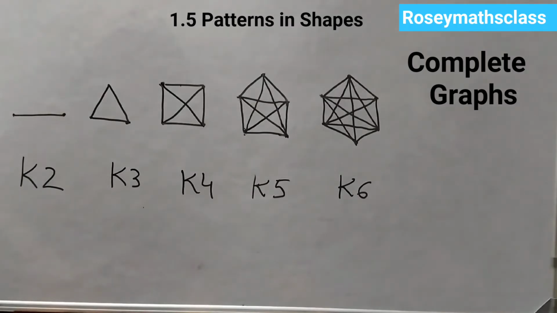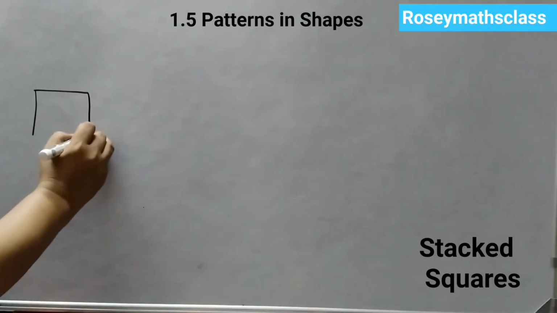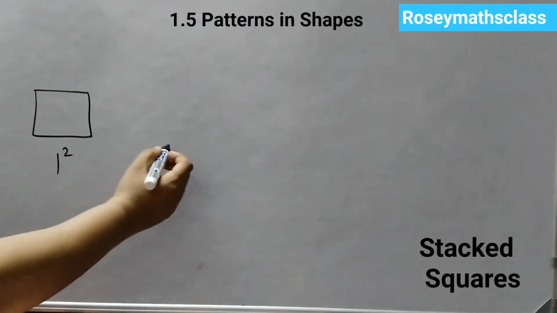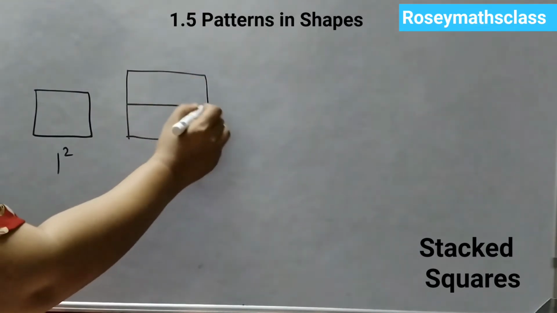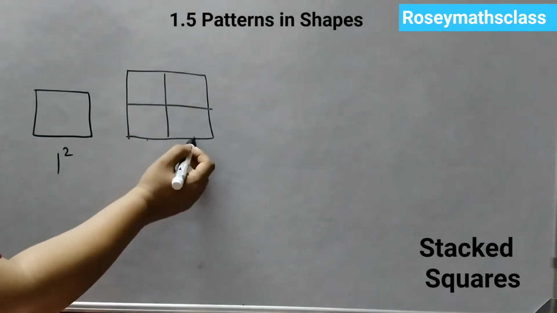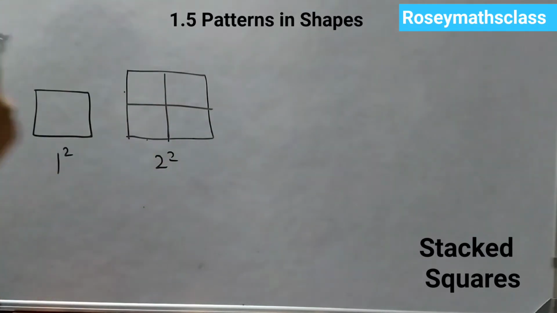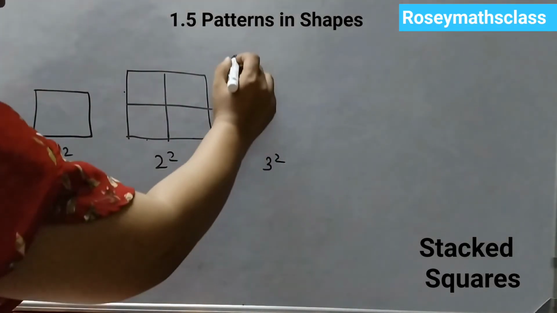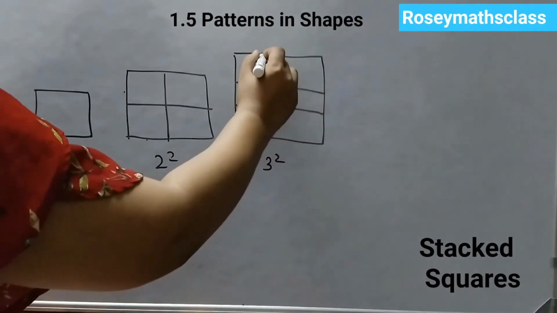The next one is stacked squares. Let's draw stacked squares. First one is just 1 square. Right? This is 1 square. One side here, one side here. Next one is 2 squared. 1, 2. Here also 1, 2. So 2 squared means we will have 4 smaller squares. Next, 3 squared. So make a big square divided into 9 equal parts.